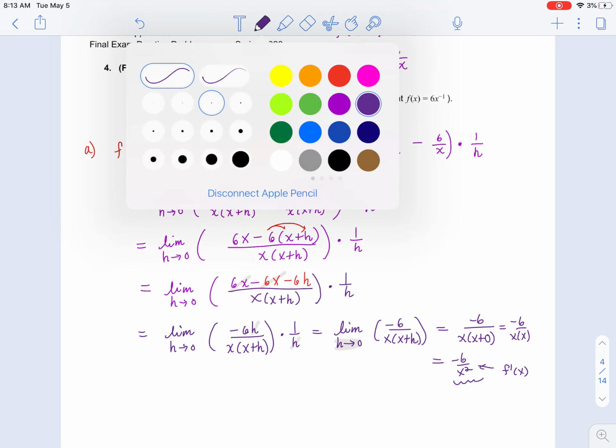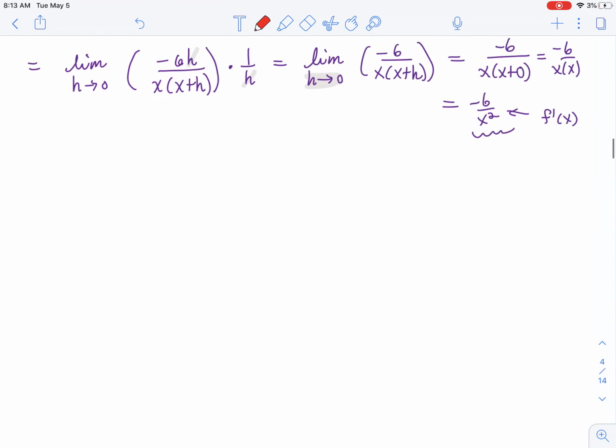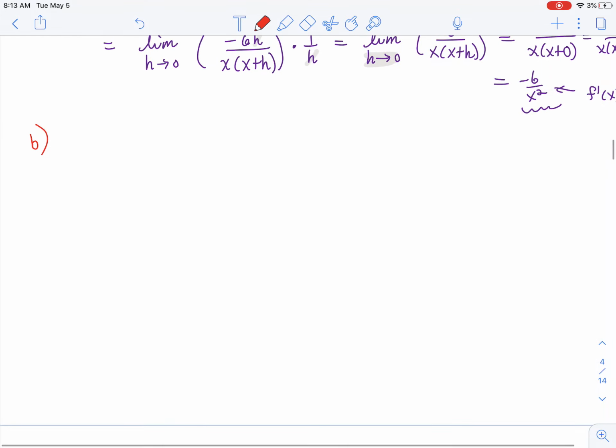Now, since I'm recording, let me go over part B: f of x using either the quotient rule or power rule. This work will be much shorter. I'll do the quotient rule first.